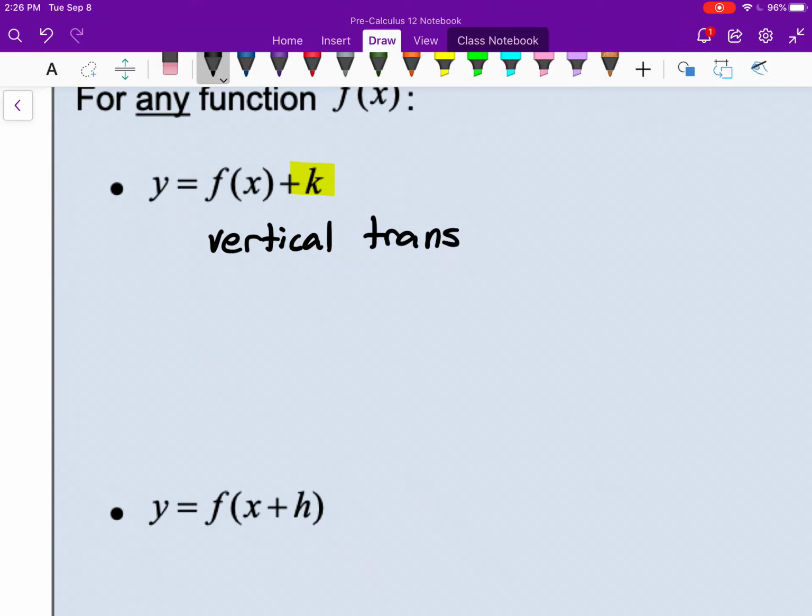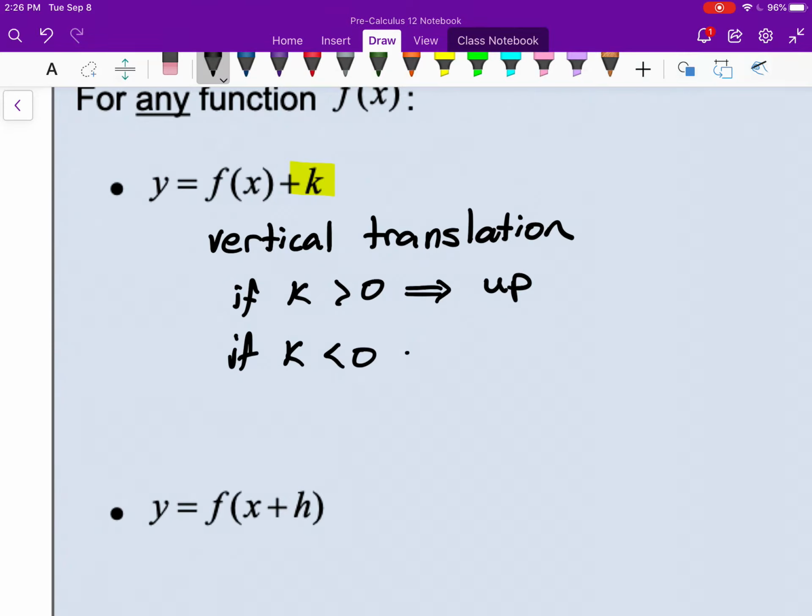Up or down, using less fancy words. Okay, we call that a vertical translation. But if that k value is positive, then it's going up. If that k value is negative, then it's going down. But more importantly than these words here is just to have a gut sense that when you take a function and you see an equation where you just suddenly add a number to it, the graph is going to look identical to what you had before, but it's going to move up some amount. And if you subtract, it's going to move down.